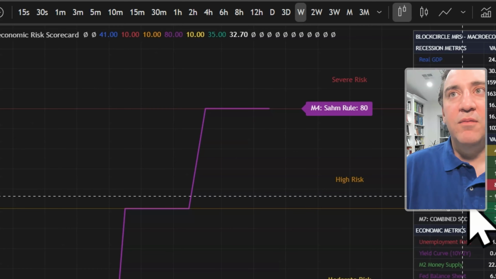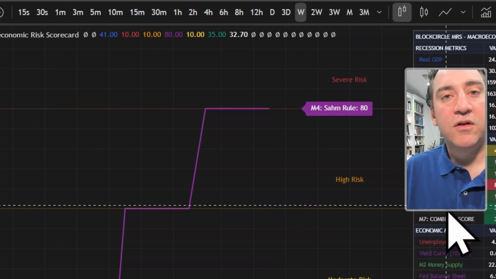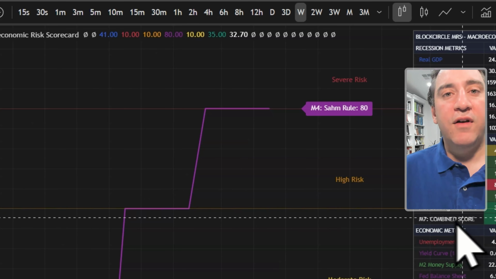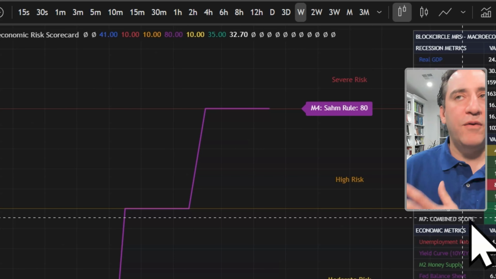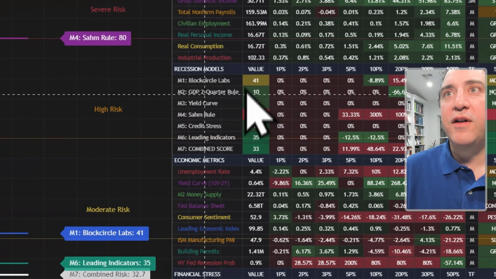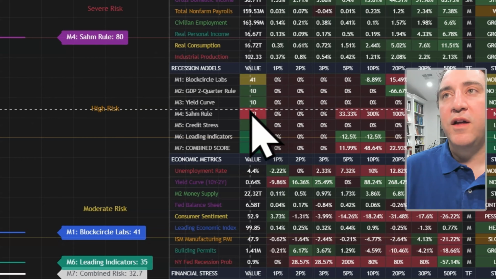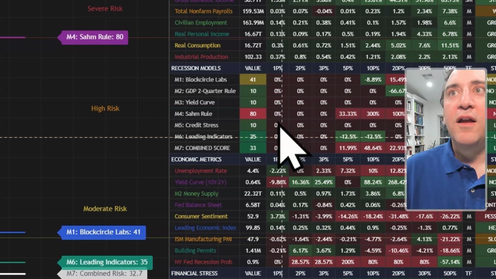And credit stress is metric 5. Using the National Bureau of Economic Research and leading indicators is model 6. And then 7 is a combination using a composite score of the 6 different models. So right now you can see that our own model and the Sahm rule model are the only two that are considering a recession to be moderately risky, right?